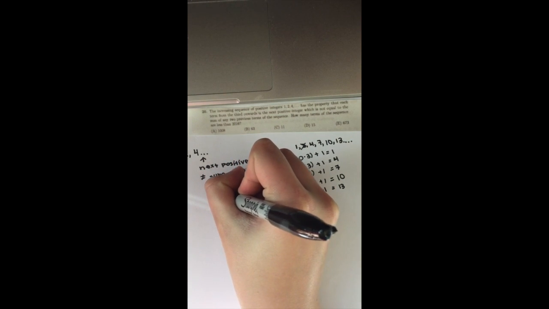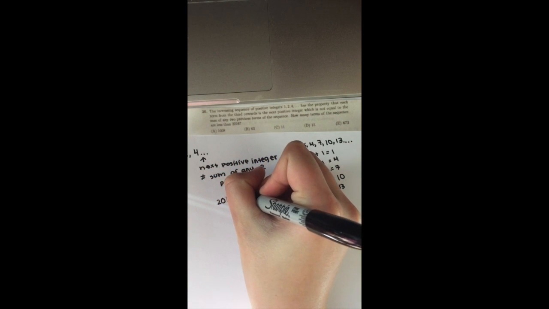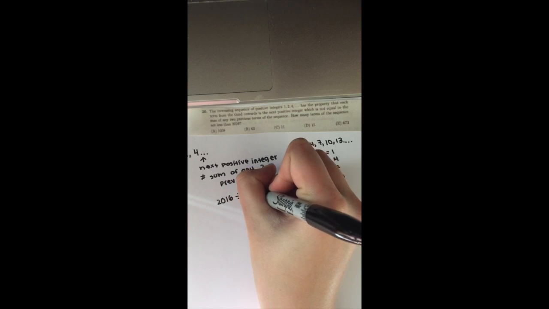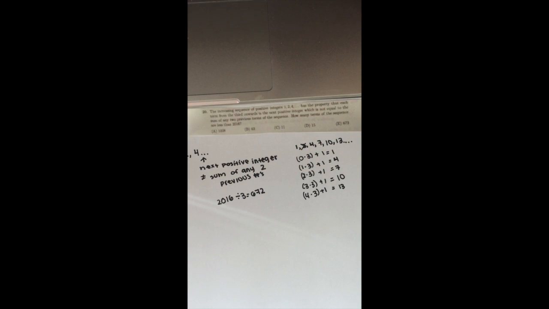So we know that these are the multiples of 3 plus 1. So we know that 2016 divided by 3 equals 672 terms, which are going to be less than 2016. And we have to be very careful to include 1 instead of 2017. So this is without including the 2.